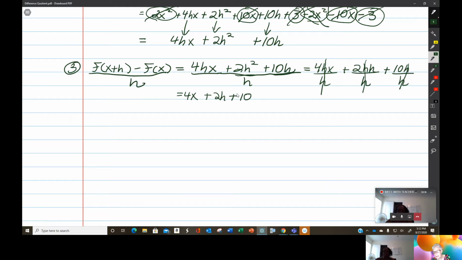In the sciences, h is the amount of error in your measurement, so you have to keep it. And 4x plus 10 is the formula that gives you the rate of change for any x that's involved in that system.